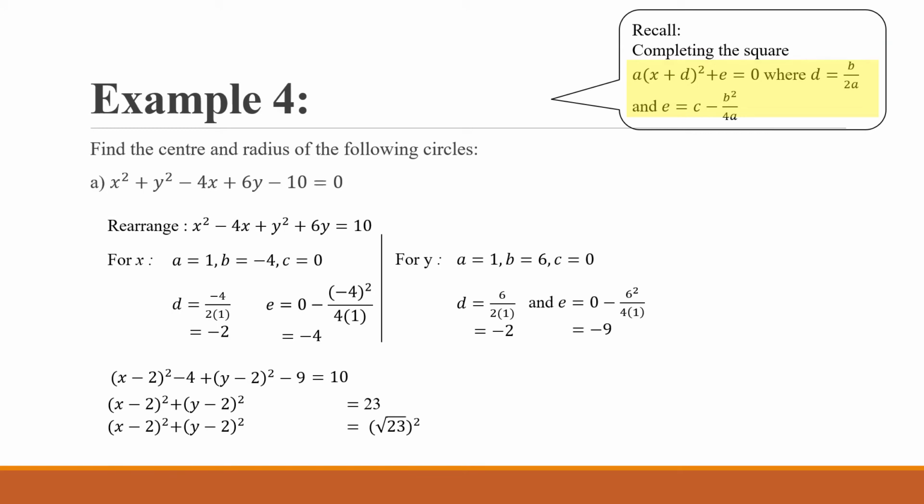rewrite in the form of the standard equation, we know that the value for h is 2, k is negative 2, and r is √23. So the final answer is the center is (2, -2) and the radius is √23.